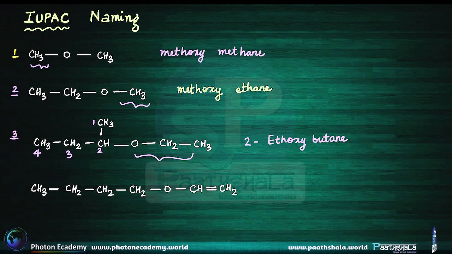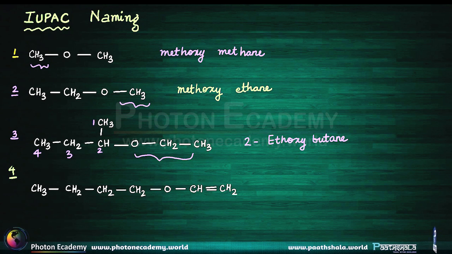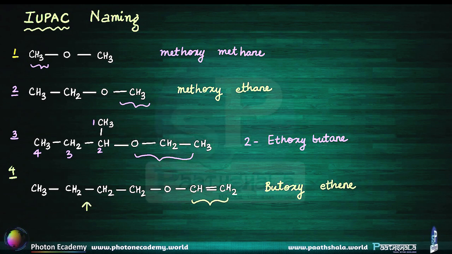Coming on to the fourth one that we have over here, we have this group and we call it butoxyethene. So the main group is this one, the parent one, and here this is the substituent. Moving on to the next one.